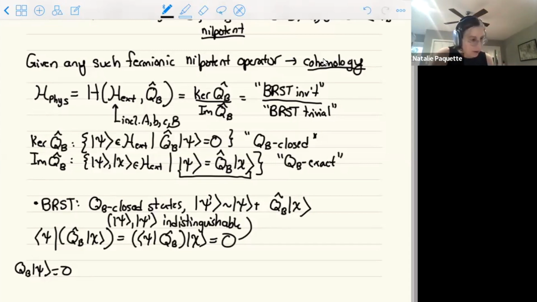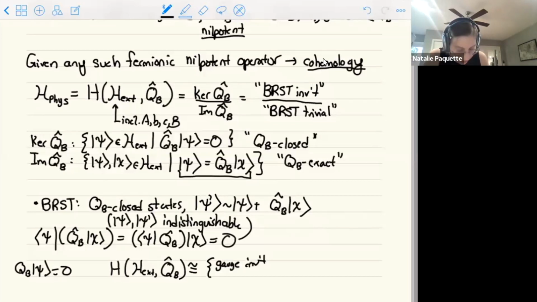So, as you probably remember, when you take this cohomology of our extended Hilbert space by the BRST differential, you land precisely on what were just the gauge invariant observables or operators or states, depending on which picture you want to work in, gauge invariant physical states in the original theory.